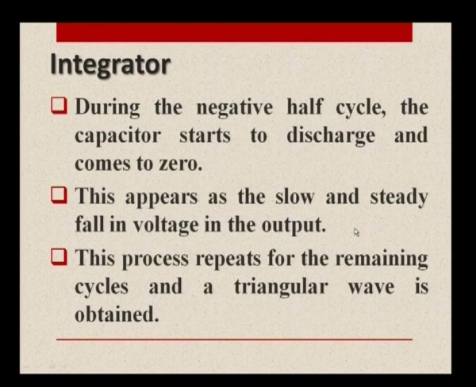The previous slide says that during the negative half cycle, the capacitor starts to discharge and comes to 0. This appears as the slow and steady fall in the voltage in the output. This process repeats for the remaining cycles and a triangular wave is obtained. This is actually explained for the integration property of this circuit.